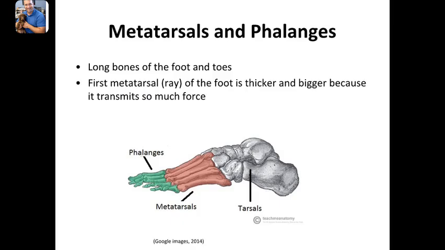Good depiction laterally of the tarsals and metatarsals. Here's the talar dome that we mentioned, and that's where the tibia and fibula are going to attach. Here, this big bone on the bottom, the biggest tarsal, is your heel bone, or your calcaneus. And the other tarsals you're going to have to memorize. Metatarsals and phalanges have the same structure and function as mentioned for the phalanges in the hand: proximal, middle, distal phalanges.